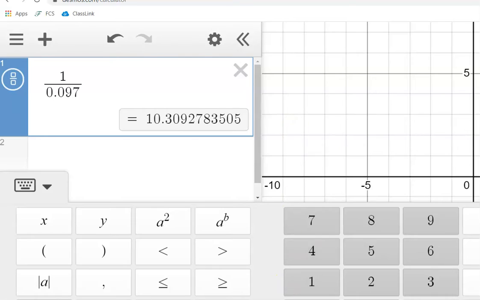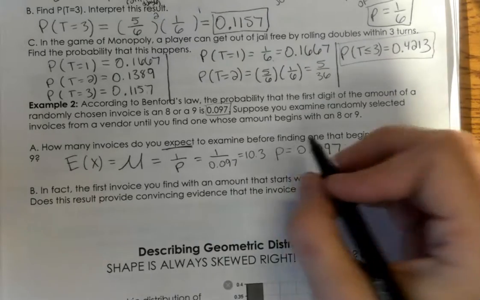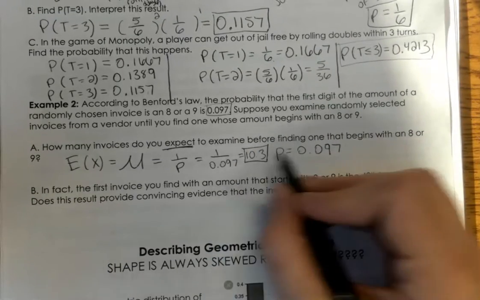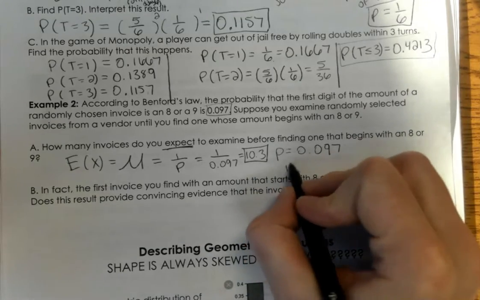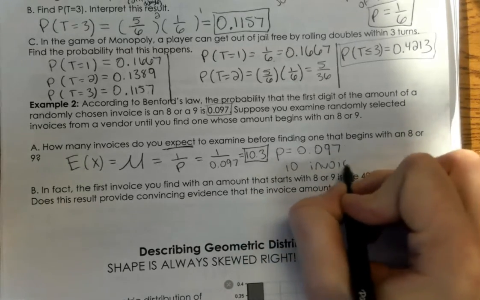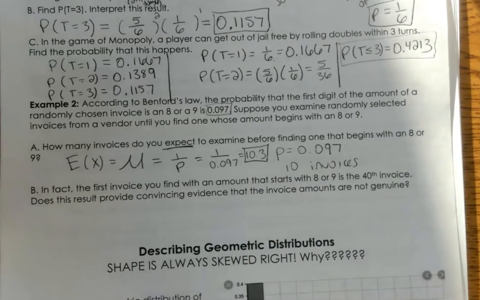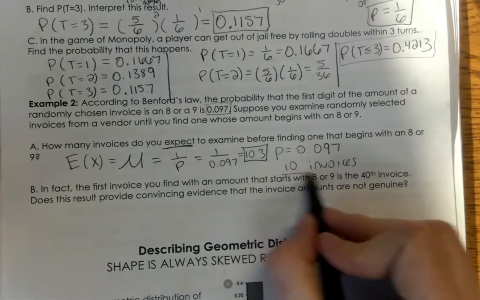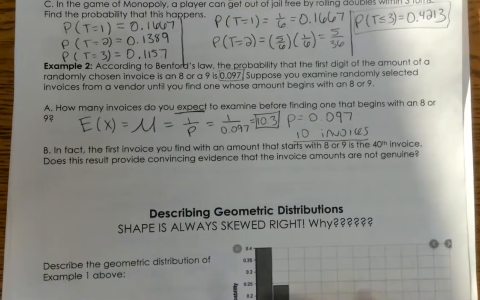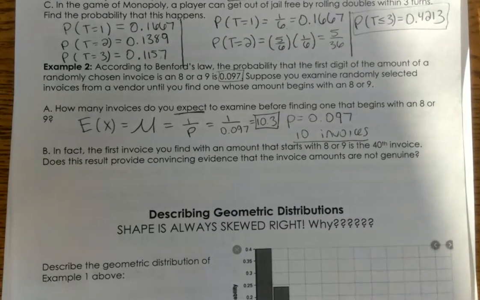So within the context of the problem, because remember context is one of the most important things in statistics, I expect to examine 10 invoices before finding one that begins with an 8 or a 9. That's my expected value, 10 invoices. Alright, in fact, the first invoice you find with an amount that starts with an 8 or a 9 is the 40th invoice.